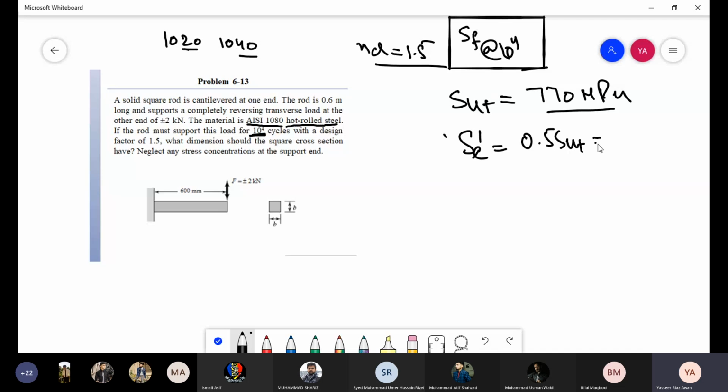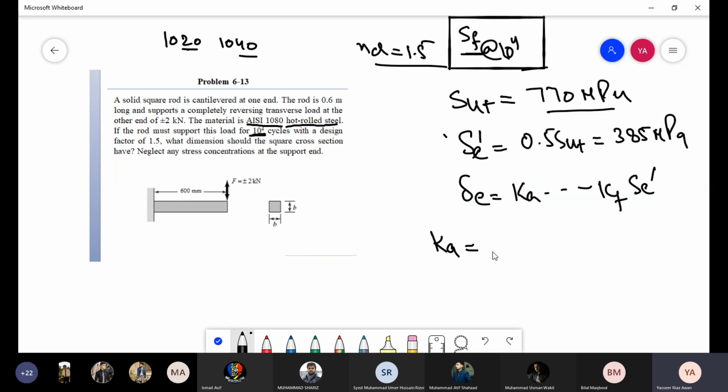That is 0.5 SUT, so that would give you 385 megapascal. And then you have to find, because we have to find not the fatigue strength at this cycle for the test specimen, but for the actual specimen. Okay? So we won't use SE prime, we would use SE. And for SE, again, you have these factors that have to be multiplied with SE prime. So starting with the first factor, that is the surface factor.